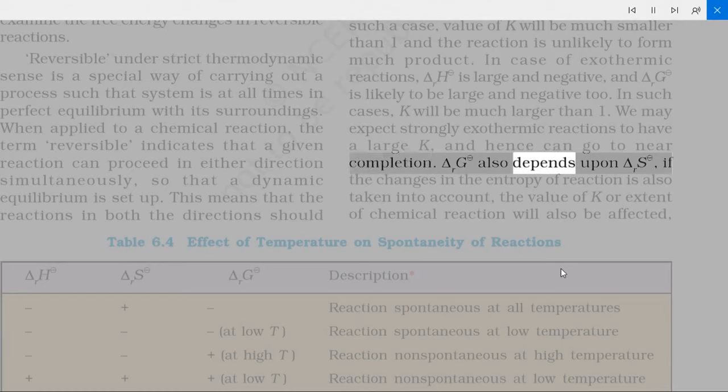ΔrG° also depends upon ΔrS°. If the changes in the entropy of reaction is also taken into account, the value of K or extent of chemical reaction will also be affected.